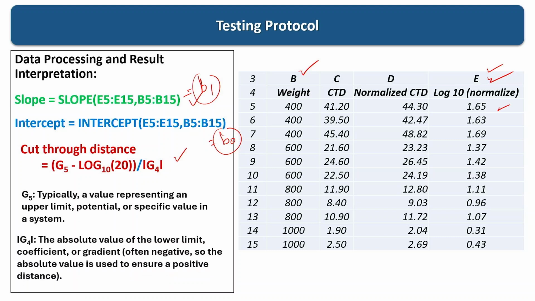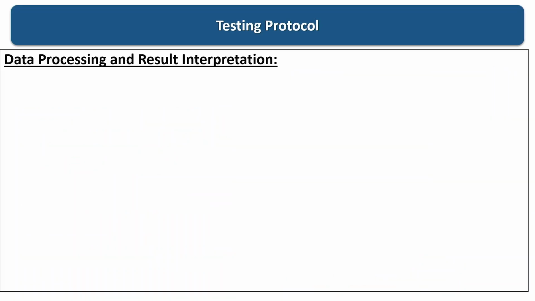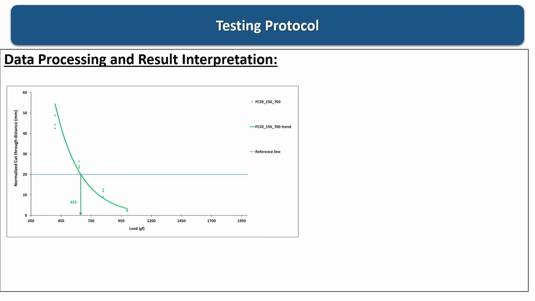Now, let us try to see how the data is analyzed. By analyzing this data, we can calculate the cut through distance using this relationship. Now, graphically let us try to understand the interpretation. So, this is the actual value of the normalized cut through distance, the individual values.